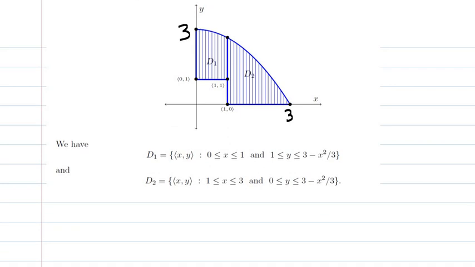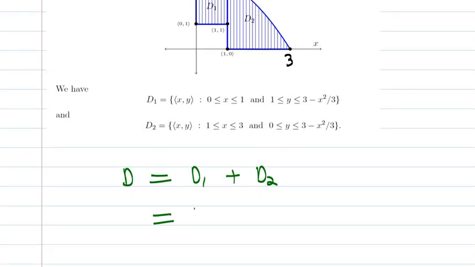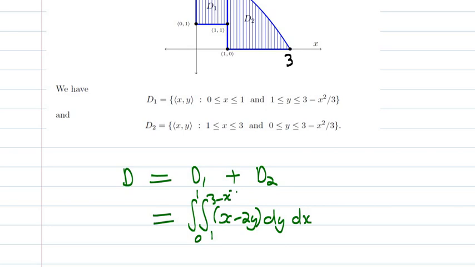So let's quickly do that. We can now say that the integral over D is the integral over D1 plus the integral over D2. D1 we can write as a double integral. The function is x minus 2y, and it's of type 1, so it's going to be dy dx. x starts at 0 and ends at 1. y starts at 1 and ends at 3 minus x squared over 3. So now we have written D1 as an iterated integral where the order is dy dx.